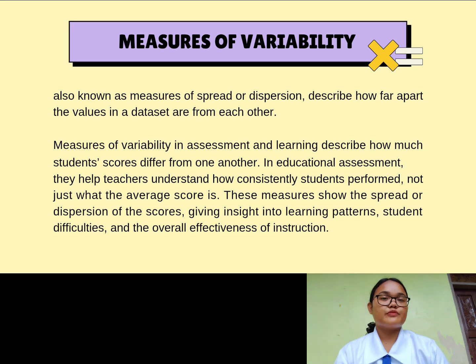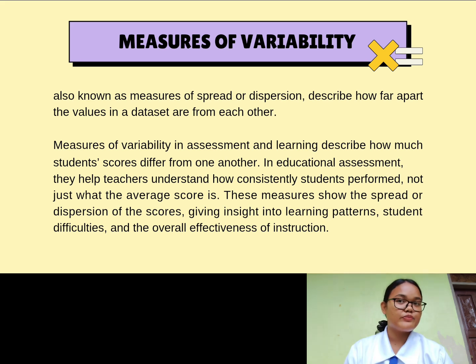What is measures of variability? Measures of variability, also known as measures of spread or dispersion, describe how far apart the values in a data set are from each other. In learning assessment, this describes how much student scores differ from one another. In educational assessment, these measures help teachers understand how consistently students perform, not just by what the average score is, but they show the spread or dispersion of scores, giving insights into learning patterns, students' difficulties, and overall effectiveness of the instruction.